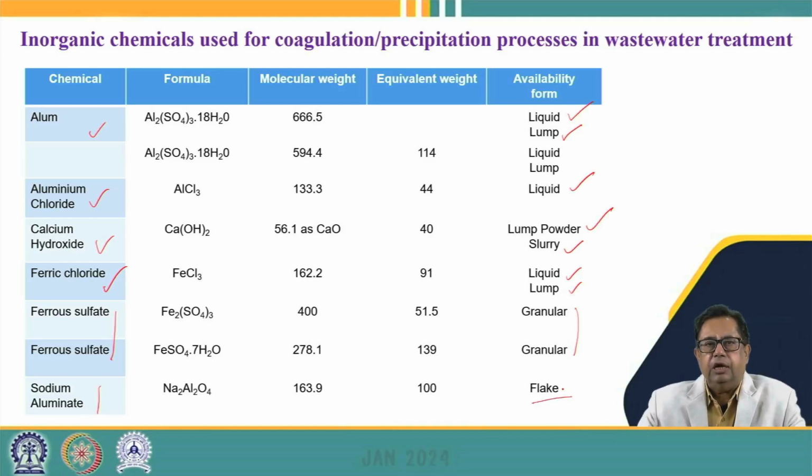So these chemicals are used widely in the chemical precipitation process of wastewater treatment.